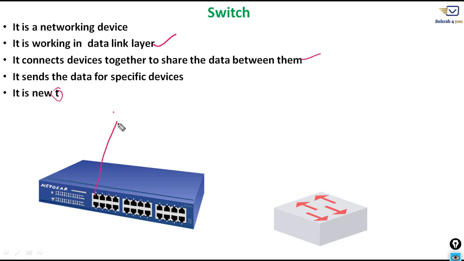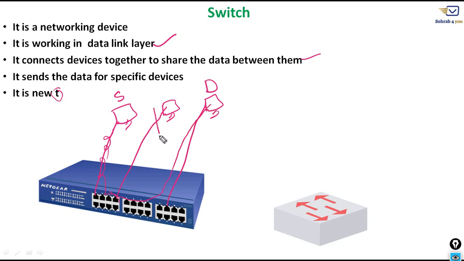Suppose now we connect one computer here, one computer connecting here, and one computer connecting here. Suppose this is our source and this is our destination. If data is coming to the switch from the source, the switch is going to send the data directly to the destination. It's not coming to here. It means it sends the data to a specific device only. It's not like HAP, which sends to everyone like crazy, whether someone needs it or not.